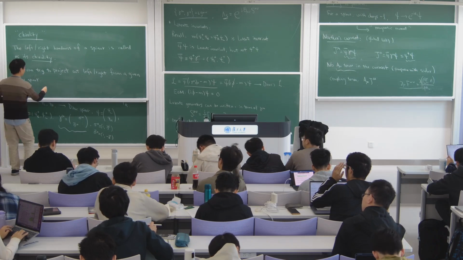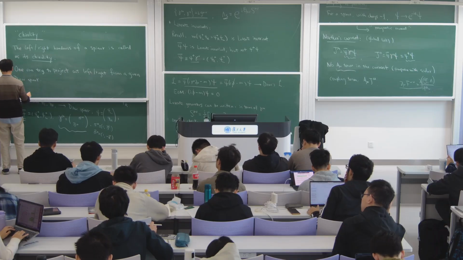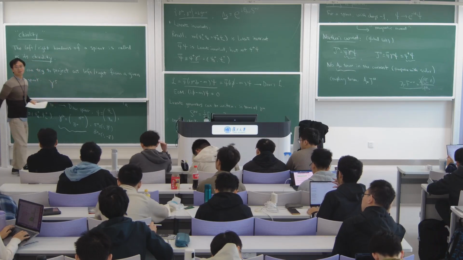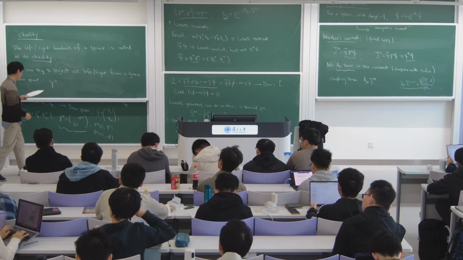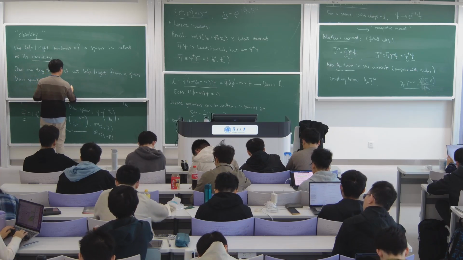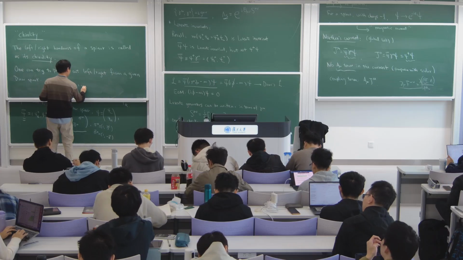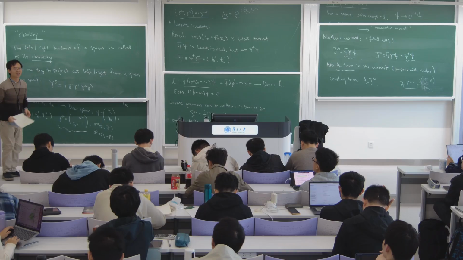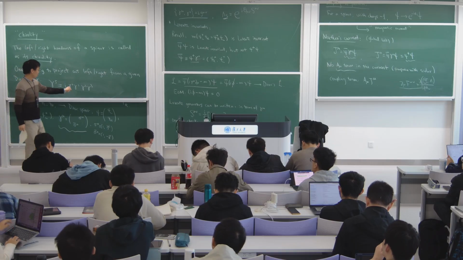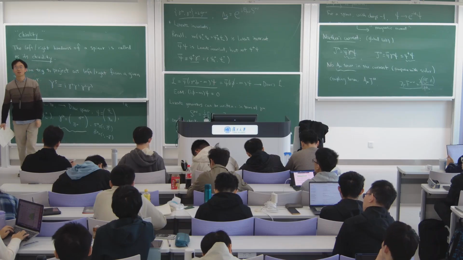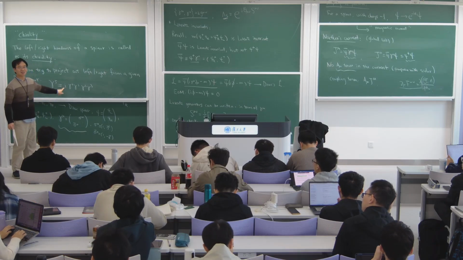For that reason, we introduce a new object called the gamma 5 matrix. What is gamma 5? Gamma 5 is defined as i times gamma 0, 1, 2, 3. We already have gamma 0, 1, 2, 3, so just put them together with the i in front, and you get gamma 5.